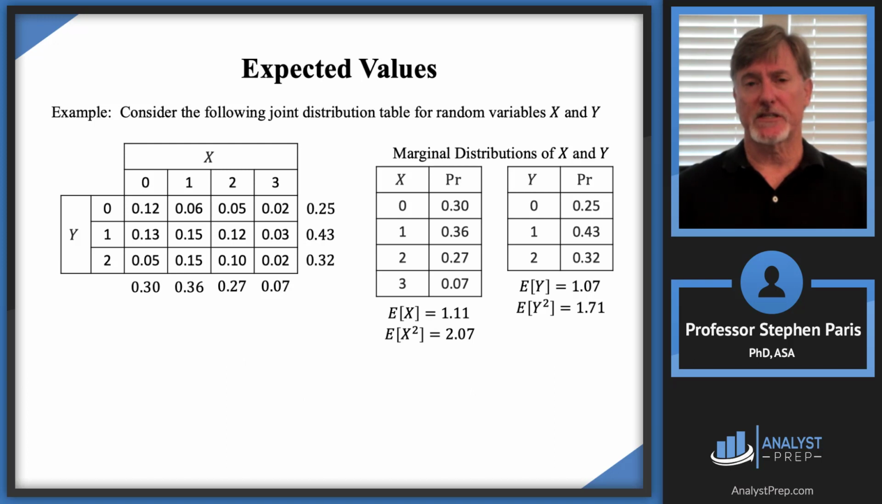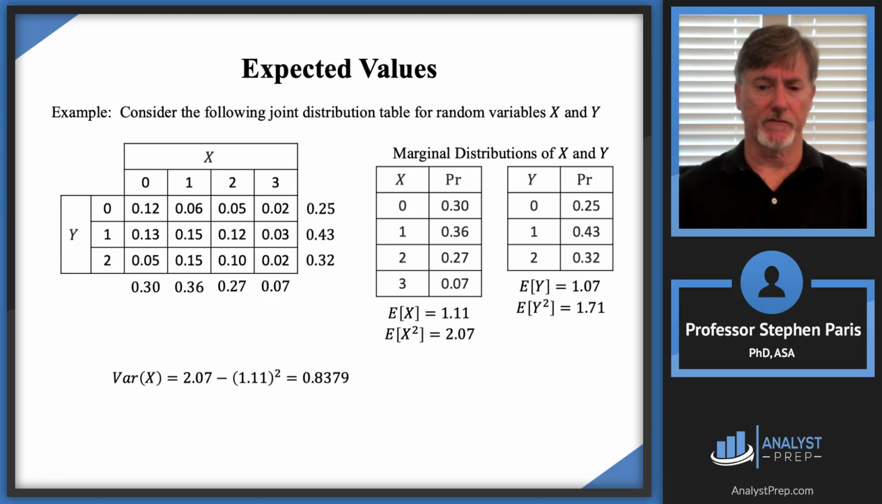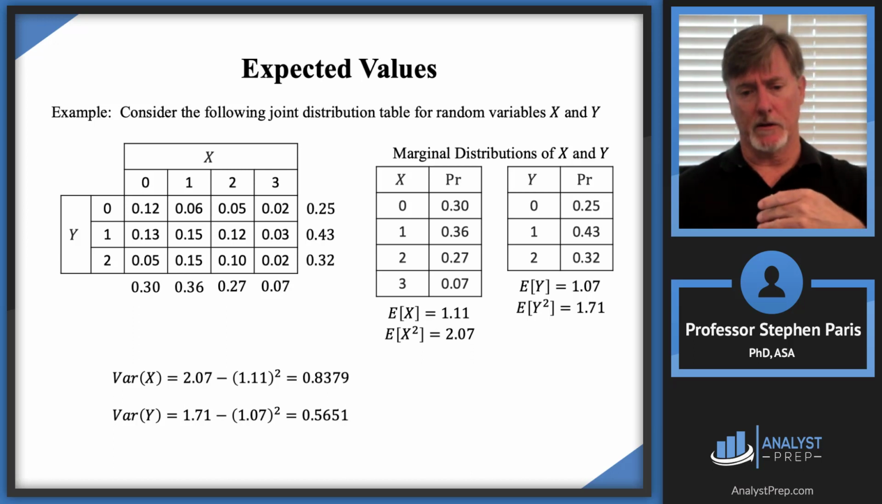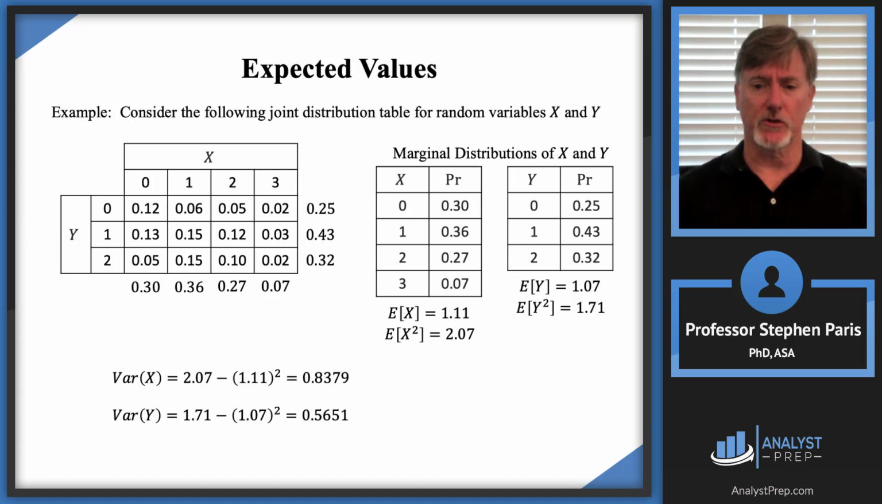So now that I have the first and second moments, I could even get the variances for these marginal distributions. The variance of cap X is 0.8379: the second moment minus the square of the first moment. Likewise, the variance of cap Y is the second moment minus the square of the first moment for cap Y, and I get 0.5651. Oh, I got ahead of myself. I'm sorry. That's going to come back later on in the video. I wanted to get these marginal parameters, the expectation and the variance for the marginal distribution, so I'll come back to that.